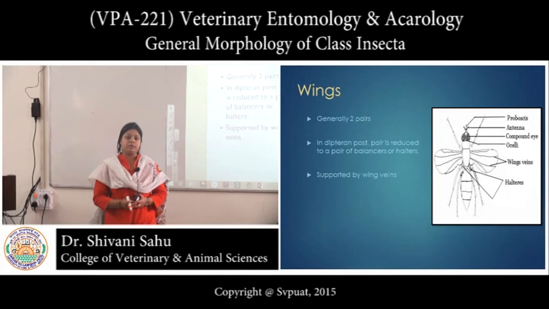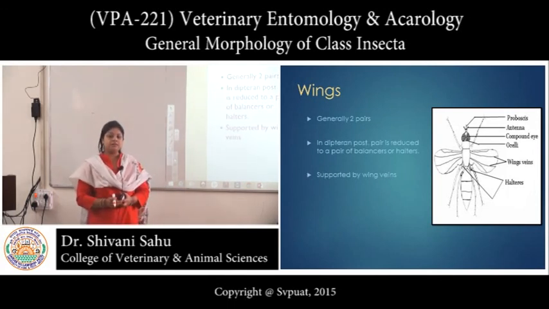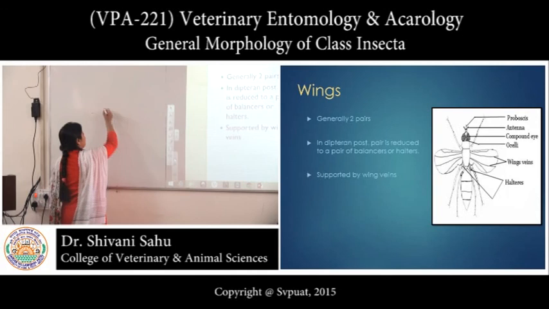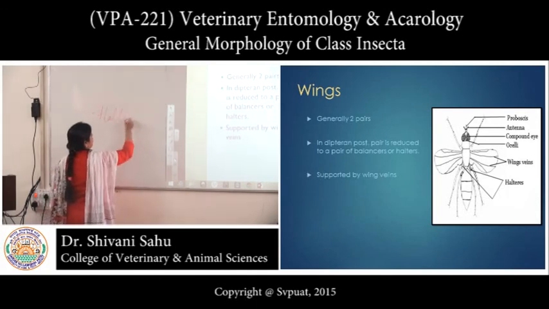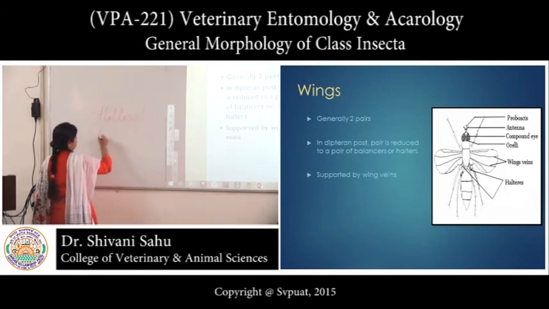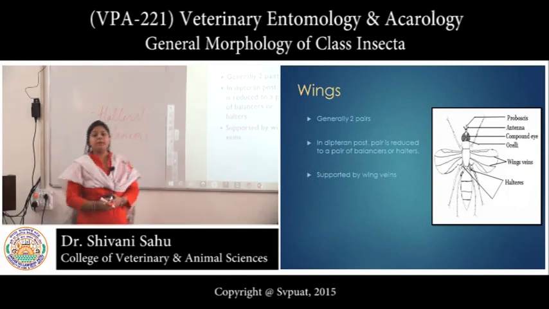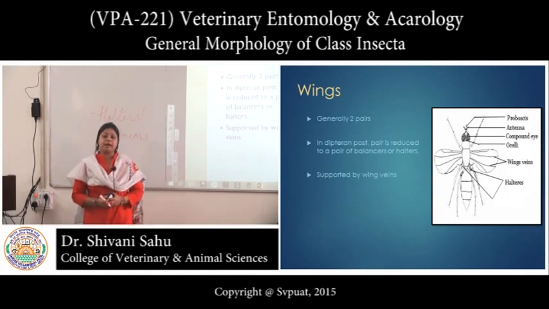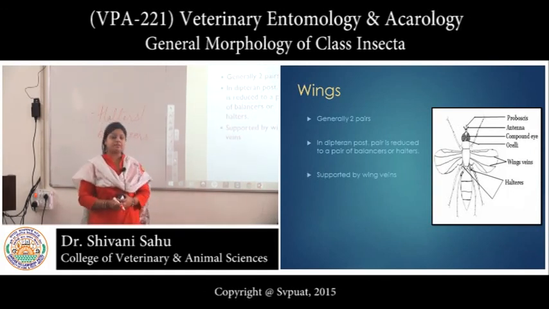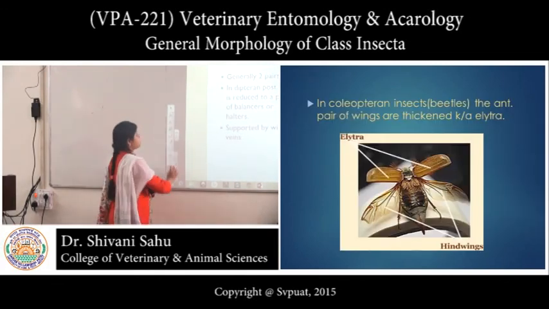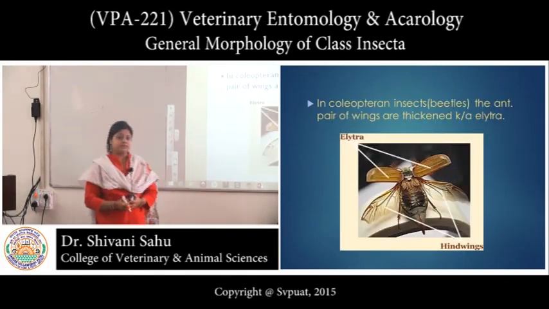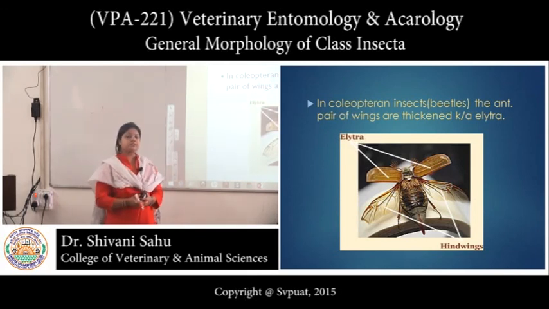Mesothoracic and metathoracic wings, but certain modifications occur in different insects. For example, in the case of dipterans, the posterior pair of wings are reduced into a pair of halteres or balancers. Now wings are supported by wing veins. This wing venation pattern is important in the identification of various insects. In coleopteran insects, the anterior pair of wings is hardened and acts as a protective covering for the posterior pair of wings, known as elytra.